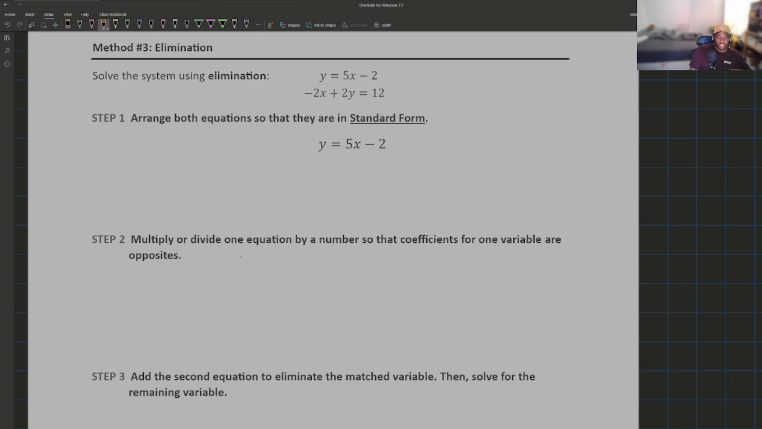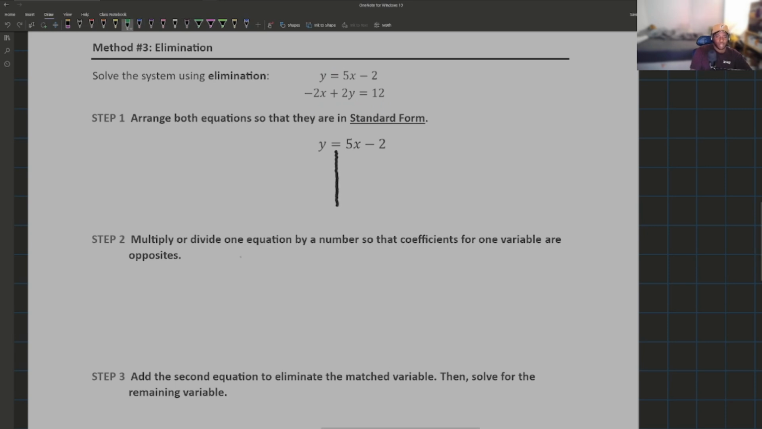So step number 1 in elimination says we have to arrange both equations so that they're in standard form. What you notice about the bottom one is that is true, right? If standard form says ax plus by equals c, then yeah, the second equation looks exactly like that. But the top one reads as y equals mx plus b, which you know to be slope-intercept form. So we have some work to do with that first equation in turning it into its standard form. Now, luckily for us, that isn't too complicated.